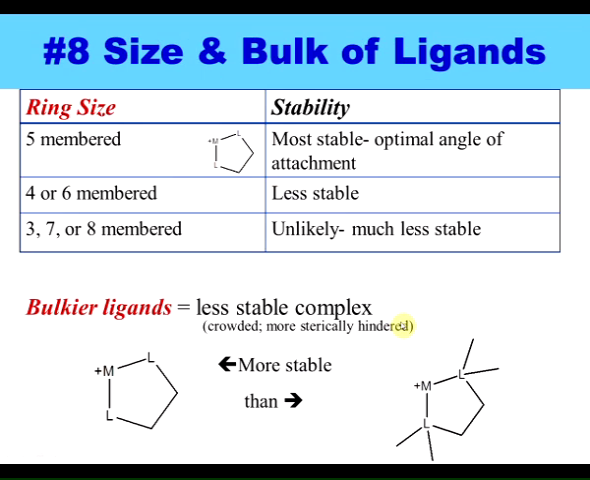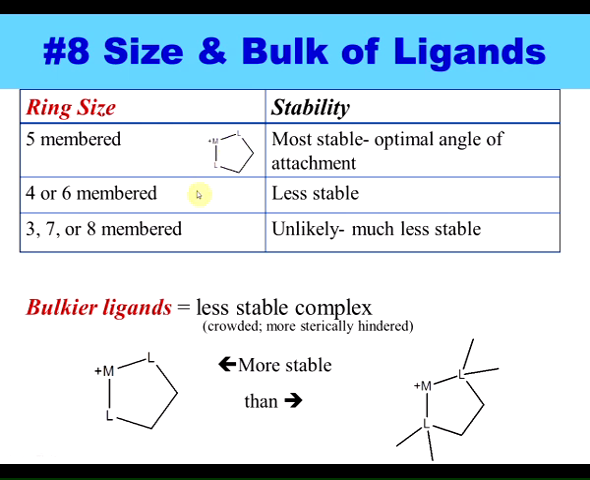Now, something else that affects the stability of complexes is the size and the bulk of ligands. So ring size. 5-membered rings form the most stable complexes. So we have the metal, and if we count the ring size, so 1, 2, 3, 4, 5. They're the most stable because you have the optimal angle of attachment for where these ligands attach to the metal, so it forms the most stable complex.